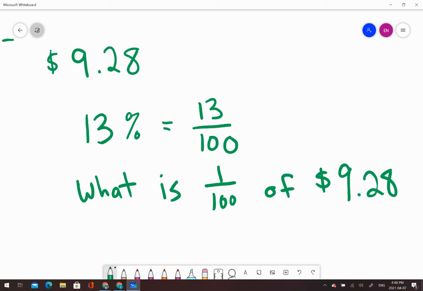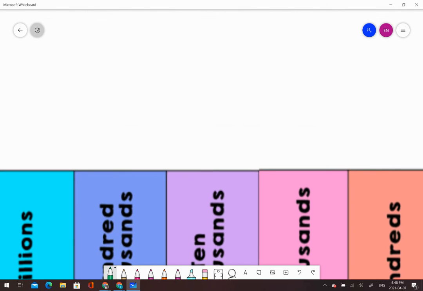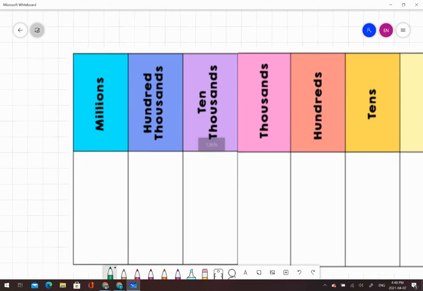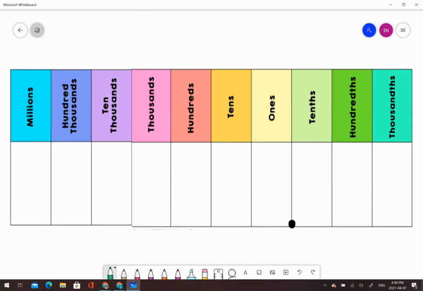Now, to do this, I'm going to start by thinking about using a place value chart. So I'm going to scroll down here. My place value chart is somewhere. And I'm going to start by writing in my amount on my place value chart. You can use the one that's posted on the Google Classroom and drag your numbers. So 9, my decimal's included here. I'm going to put it up here as well, just to remind myself, $9.28.